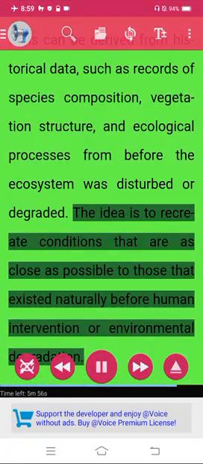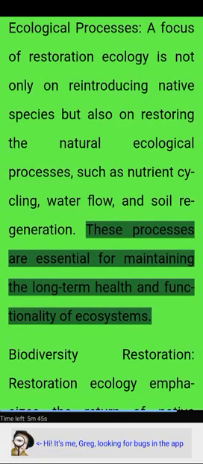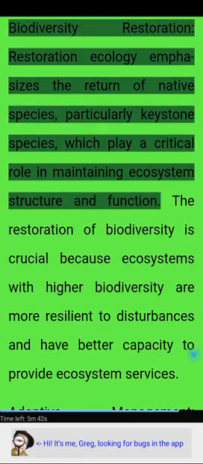The idea is to recreate conditions that are as close as possible to those that existed naturally before human intervention or environmental degradation. Ecological processes. A focus of restoration ecology is not only on reintroducing native species but also on restoring the natural ecological processes, such as nutrient cycling, water flow, and soil regeneration. These processes are essential for maintaining the long-term health and functionality of ecosystems.